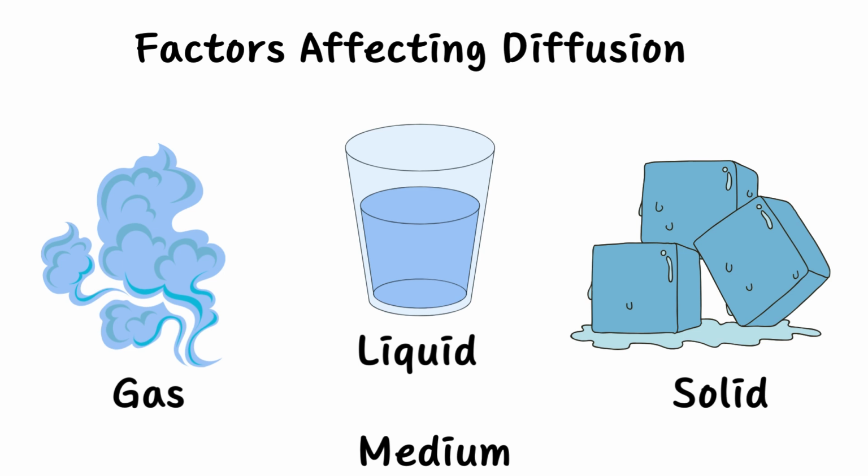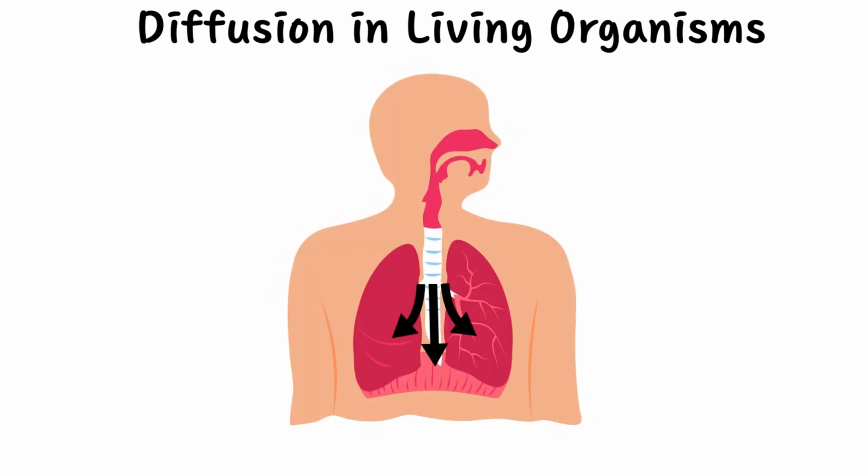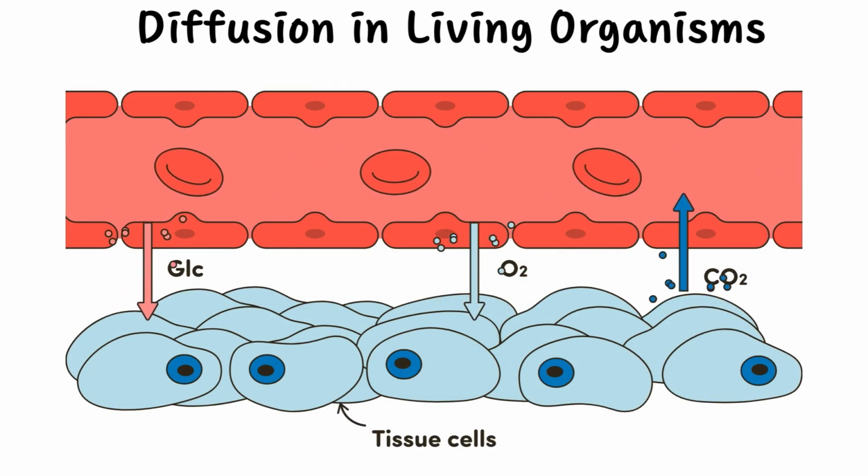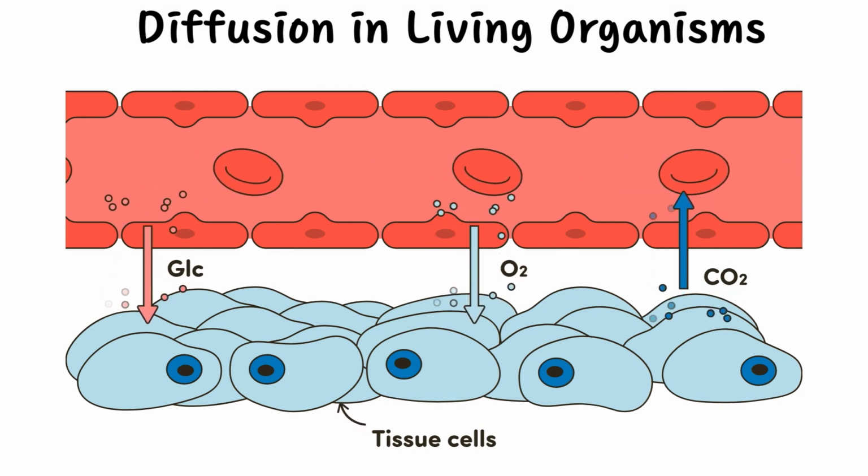So why exactly do we have to bother ourselves with the topic of diffusion? How does it concern us if things can diffuse quickly or slowly? Let's look at diffusion in living organisms. Diffusion plays a vital role in biology. For example, oxygen diffuses from the air in the alveoli into the blood, while carbon dioxide diffuses from the blood into the alveoli to be exhaled. In plant leaves, carbon dioxide diffuses from the air into the leaf for photosynthesis and oxygen diffuses out. In cells, nutrients and waste products move in and out through diffusion across the cell membrane.